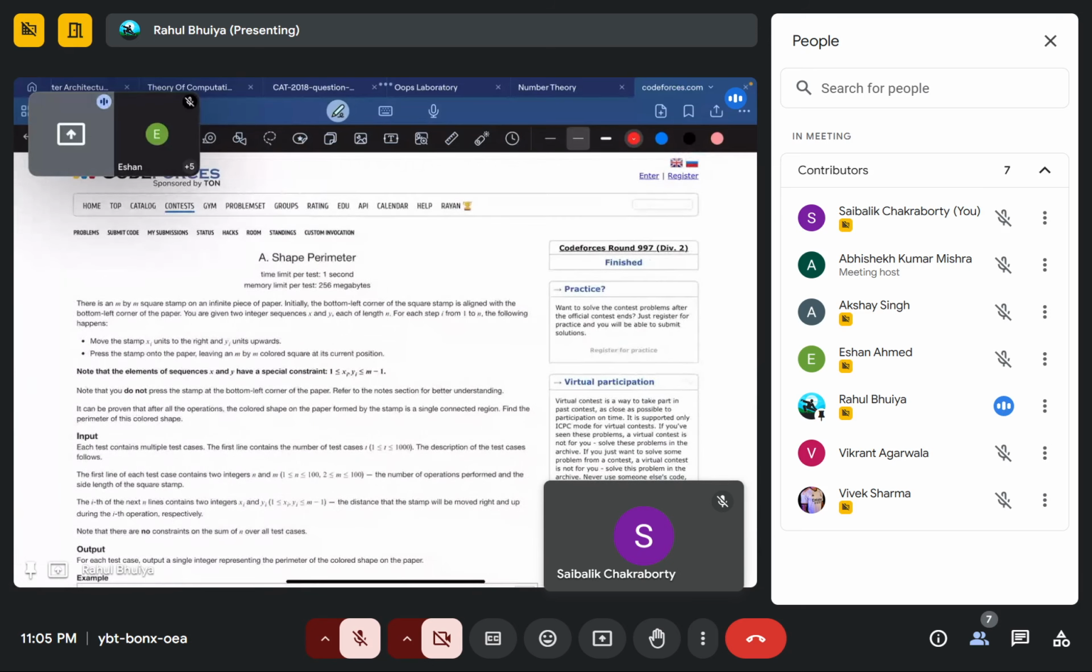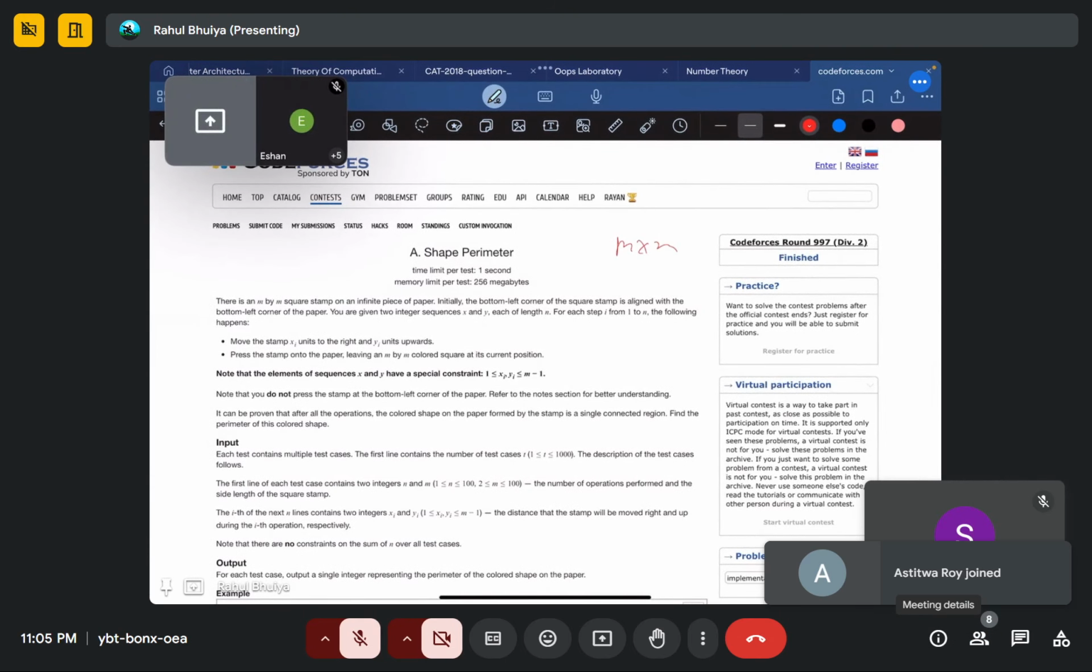So the question states that we are given two things. I'm reading the question. There is an m by m square stamp, meaning a stamp of size m cross n, a normal stamp. Initially, the bottom left corner of the stamp is aligned with the bottom left corner, meaning it is aligned in the same manner. These two sides are parallel.